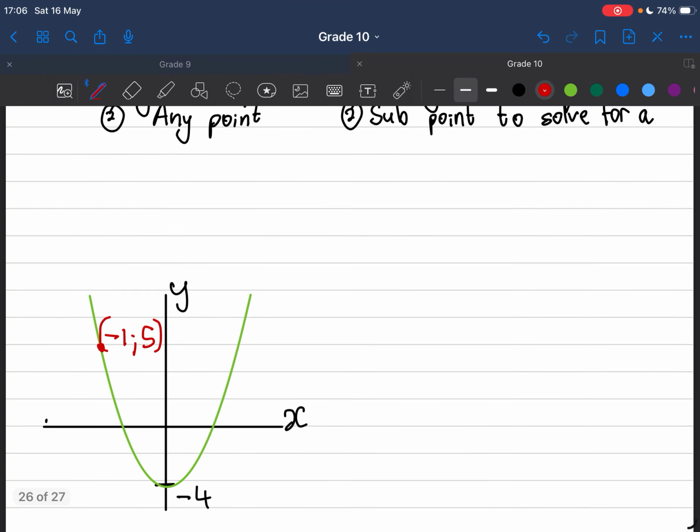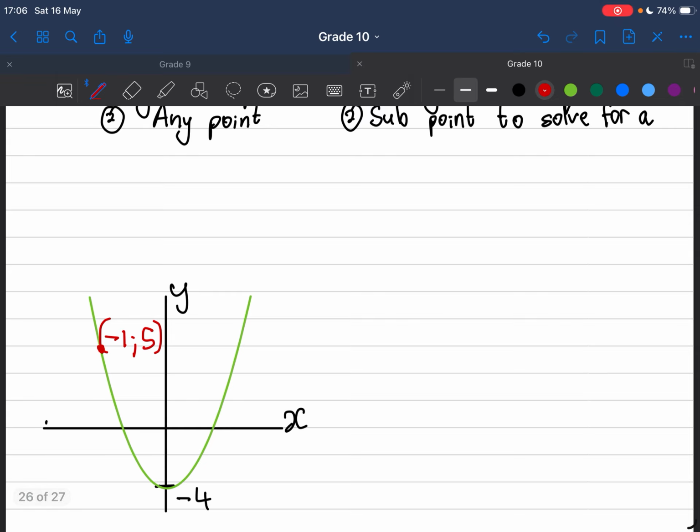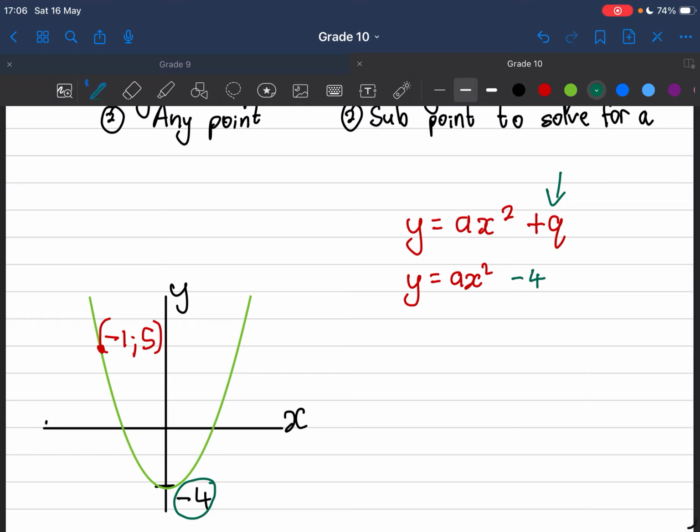We have this on the screen. Our equation for a parabola is y is equal to ax squared plus q. Now, if you notice, we are given the y-intercept and one other point. So we're on option A. The y-intercept, as the instruction says, we need to just take this and substitute it for q. So the equation stays the same: y is equal to ax squared, and for q, we're going to have minus 4.